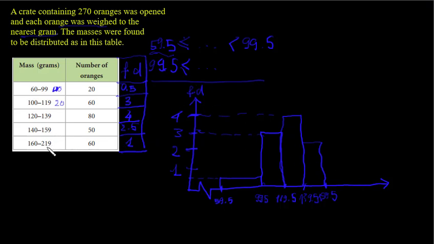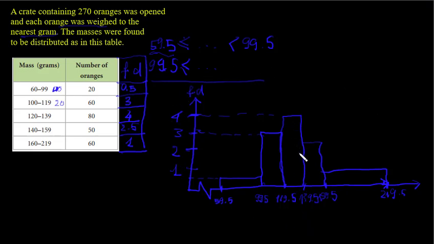And the last one goes up to 219.5, so the frequency density is 1. So here's how we can construct a frequency density histogram.